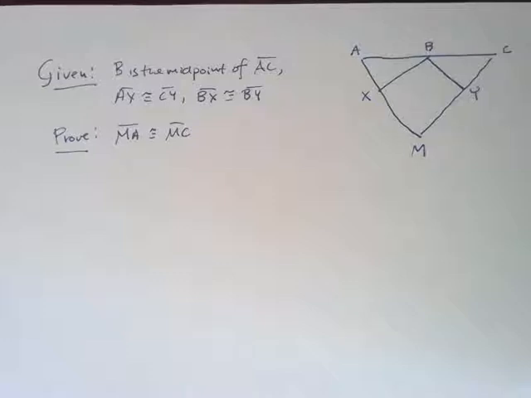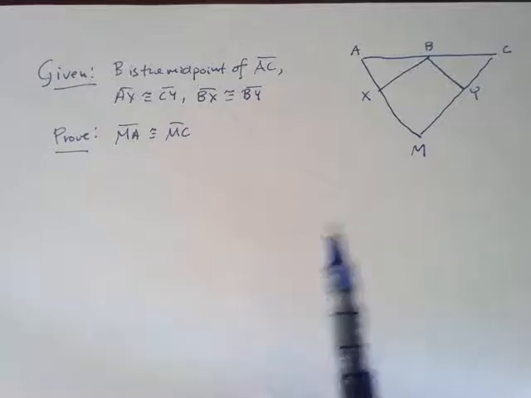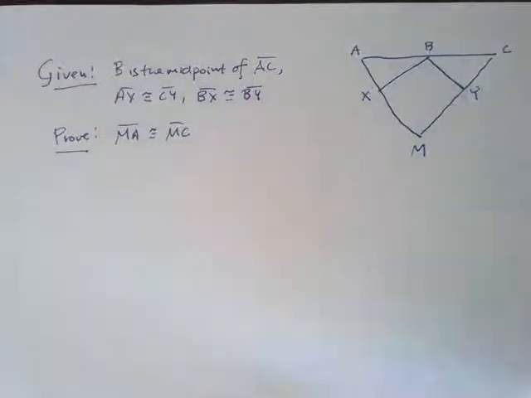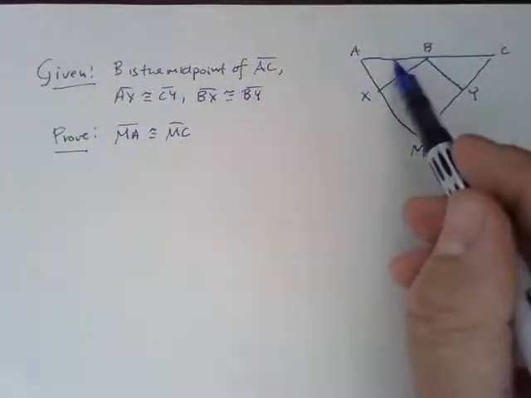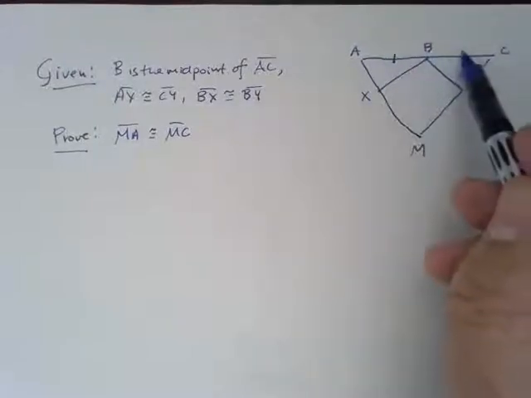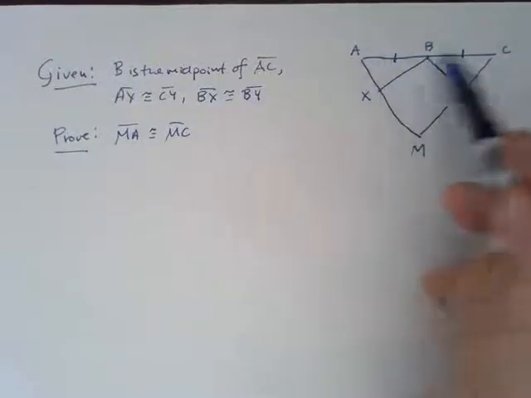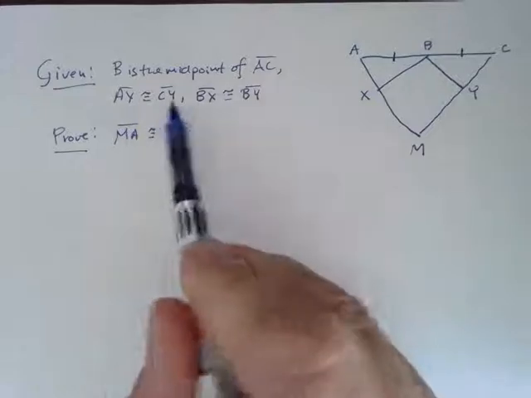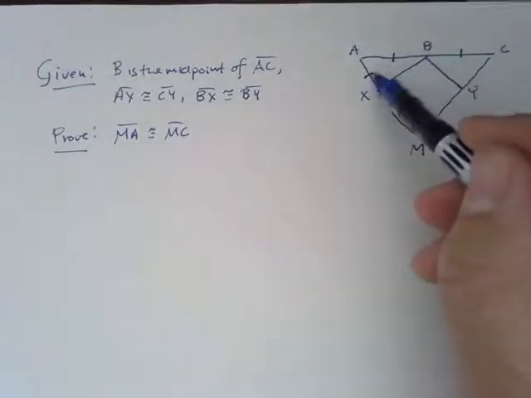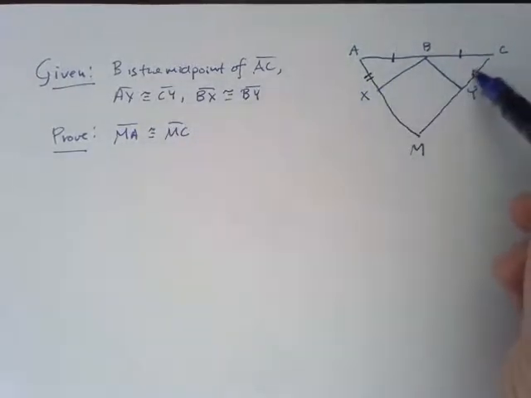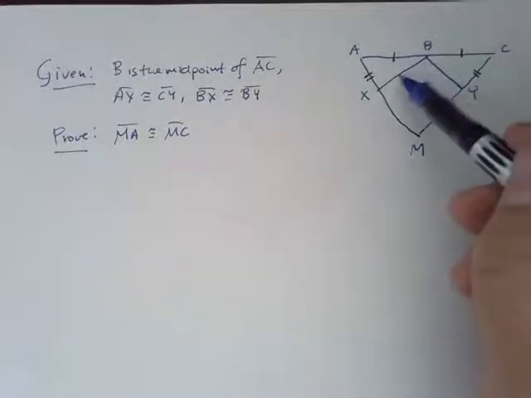Here's another example where we're going to use the base angles theorem about isosceles triangles in a proof, but in a slightly different way. So let's mark our givens here. We have B is the midpoint of AC, so that means those are the same, because B is the midpoint of AC. AX is congruent to CY, and BX is congruent to BY.